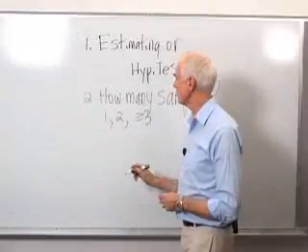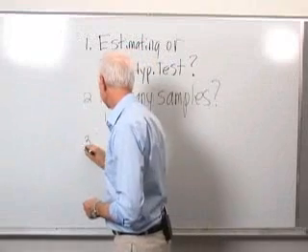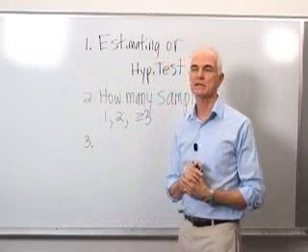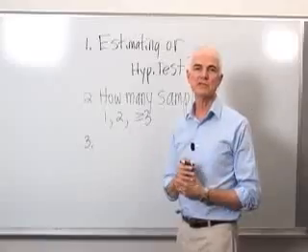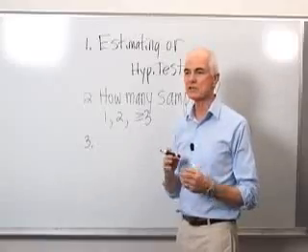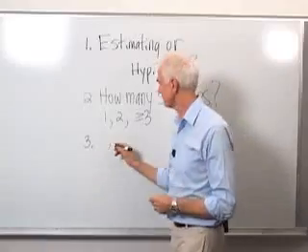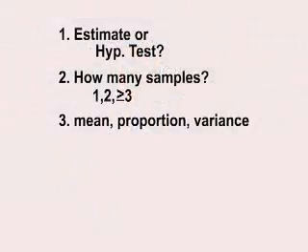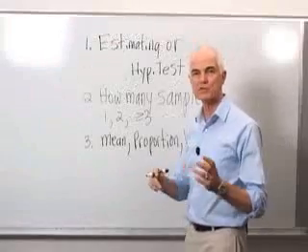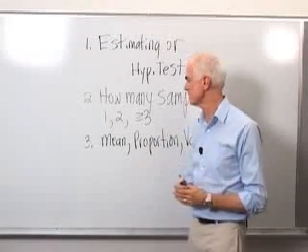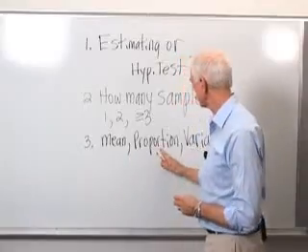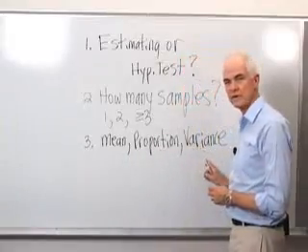Another question that we might want to ask is, what parameter are we testing or estimating? And there are many parameters that you can test or estimate. In this particular course, there are mainly three. There is the mean, the proportion, and then there is the variance. So we want to ask ourselves the question when we're trying to determine what technique to use. Are we studying the mean, the proportion, or the variance?